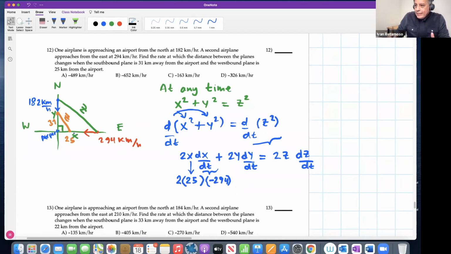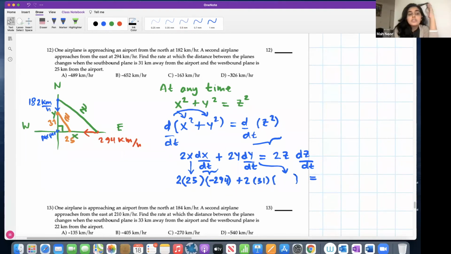Now, what should be this other part? 2 times y. Y is clearly 31, they say. But the one that I want you to find out is this: what is dy/dt at that moment? Anybody? Negative 182. Excellent. Negative because y is also decreasing over time. Yeah, very important, these signs, because otherwise it's not going to work.